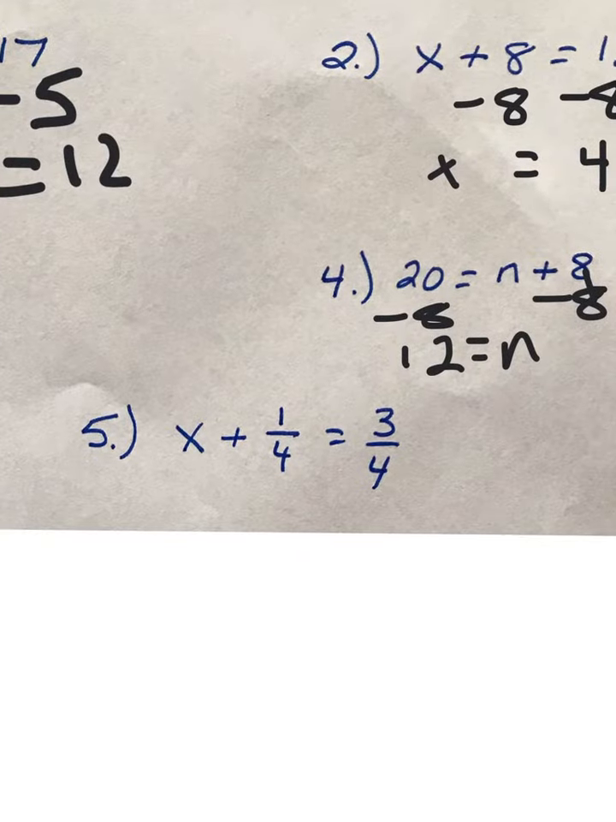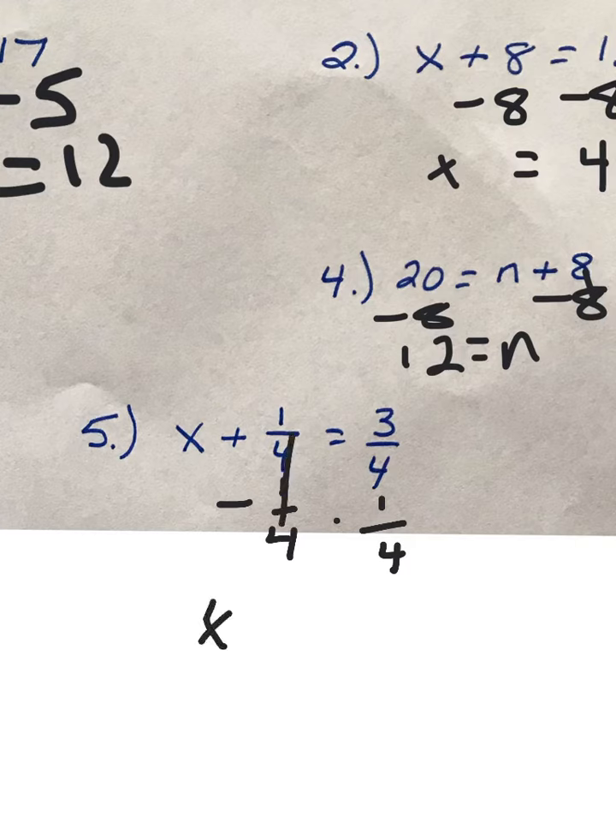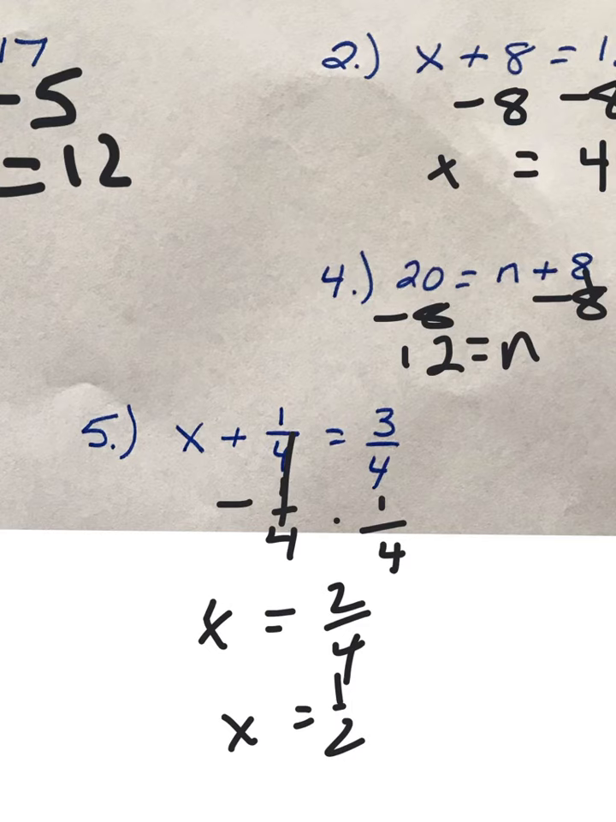And even though there's fractions in there, it doesn't change anything. Same process. You need to get rid of that plus 1/4. So I'm going to subtract 1/4 from this side. Then I'm going to subtract 1/4 from this side. That's not bad. So those cancel out. X equals, and then 3/4 minus 1/4 is just 2/4. You can simplify it to x equals 1/2.